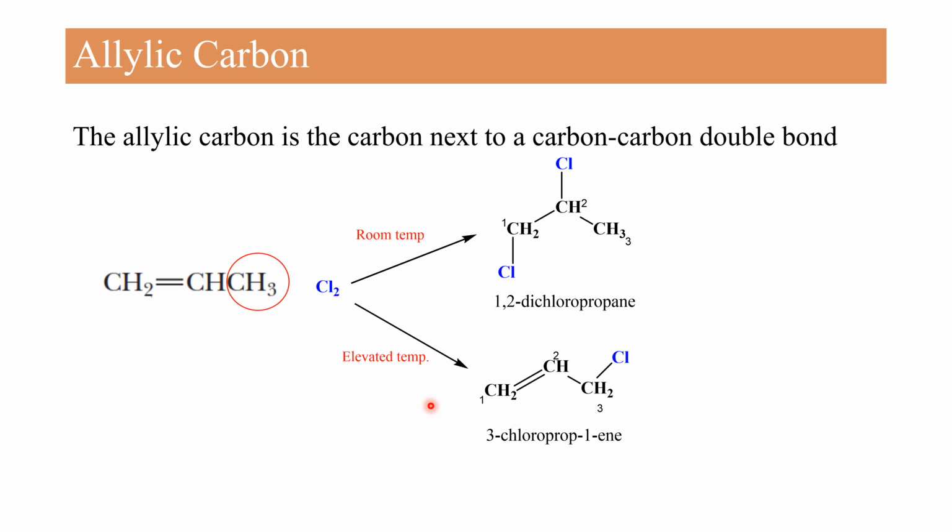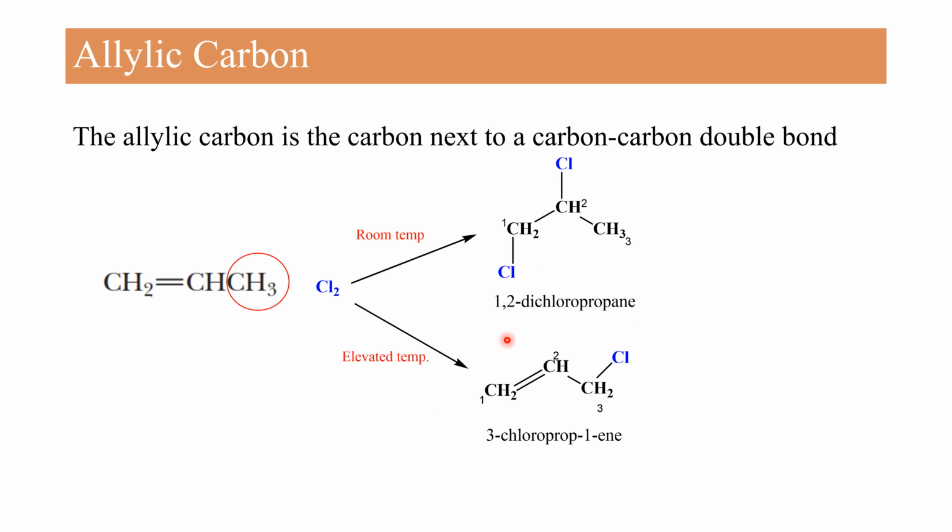So this alkene at room temperature is giving you the addition reaction, but at elevated temperature, this is giving you the alkenyl or allyl product, right, with the halogen substitution. Now this second kind of reaction is basically a substitution reaction.